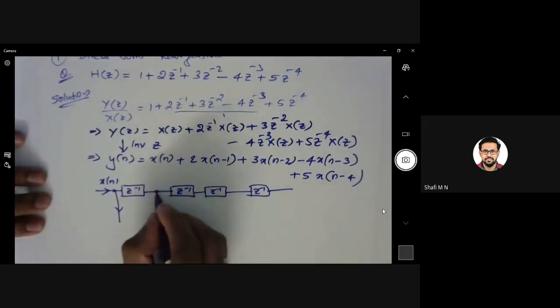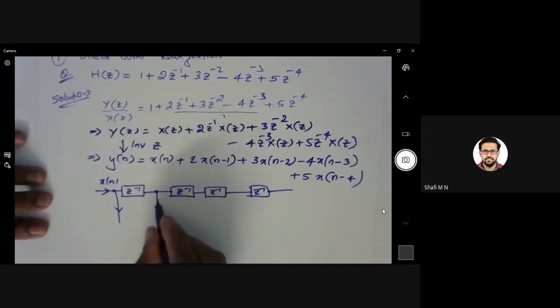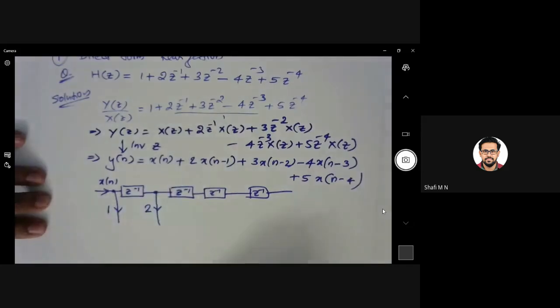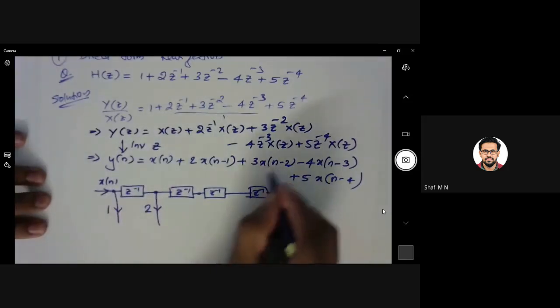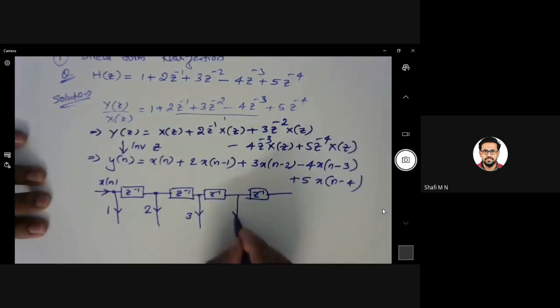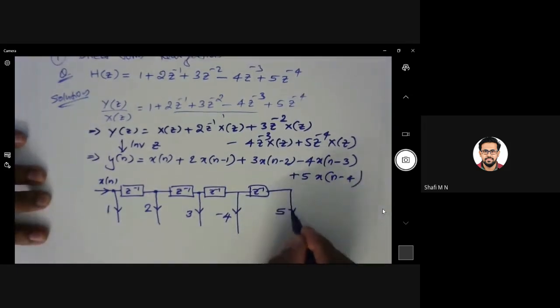Next, what is the signal at this point? X of n minus 1. You need x of n minus 1, so make a tapping from there. You have to multiply that with 2, right? So you multiply with 2. Here the coefficient is 1, so just 1 is enough. Next tapping, this is x of n minus 2. 3 into x of n minus 2. Next, minus 4 into x of n minus 3. And the last term is x of n minus 4, 5 into x of n minus 4.